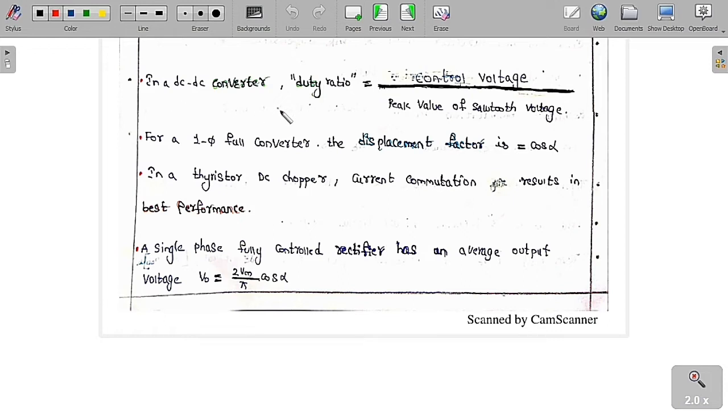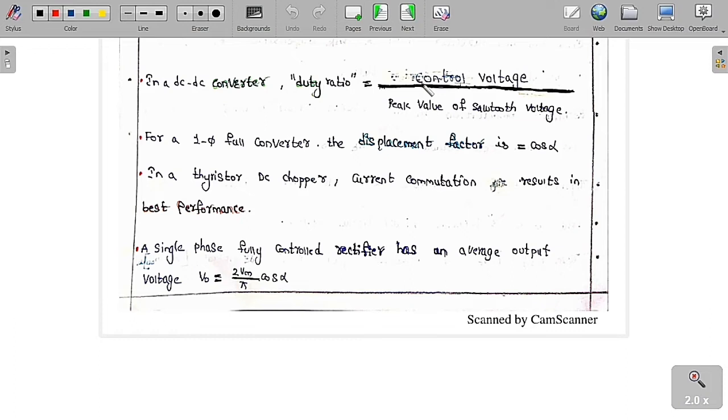So in a DC-DC converter, which means in a chopper, the duty ratio is the ratio of the control voltage by the peak value of the sawtooth voltage. This is the important point that you need to remember: in a chopper, the duty ratio is nothing but the ratio of the control voltage by the peak value of sawtooth voltage.